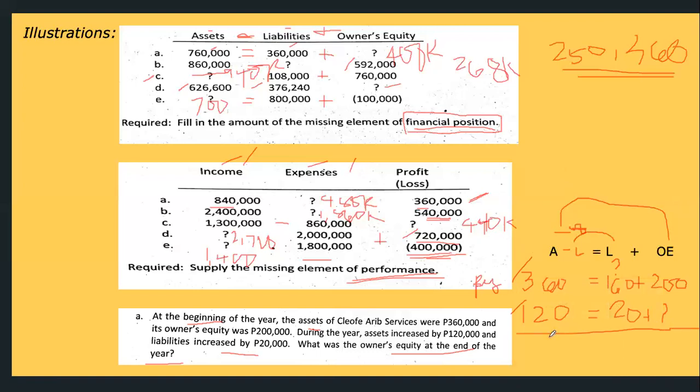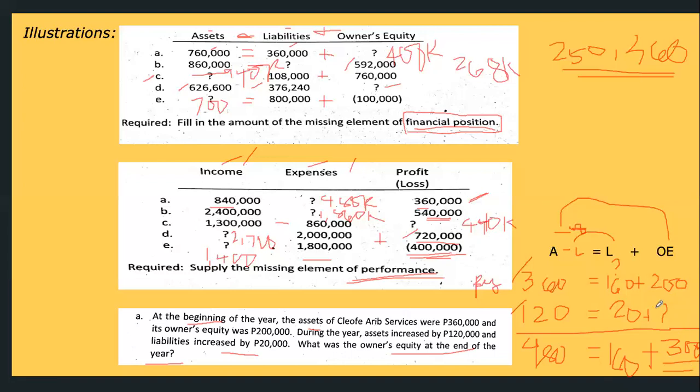We try to compute the ending asset, that's 360 plus 120, that is 480. We can compute for the liability, di ba? Although the beginning balance was not given, we computed the 160. So that's 160 plus 20, that is 180. Therefore, to make the equation balance, 480 equals 180 plus the owner's equity. So 480 minus 180, the balance of your owner's equity should be 300,000. Okay, so the answer is 300,000. This is the ending balance of your equity.